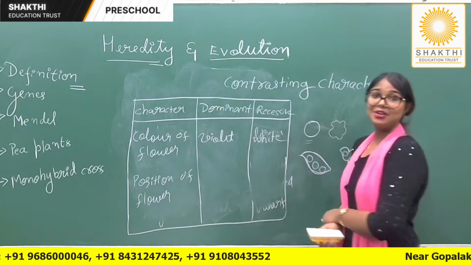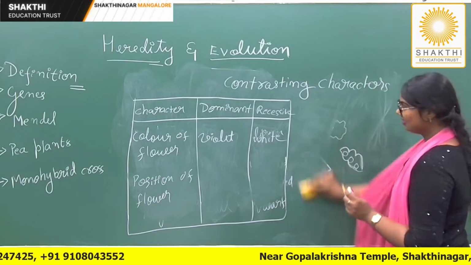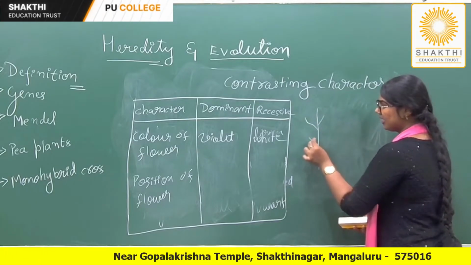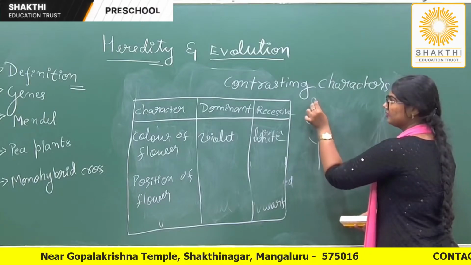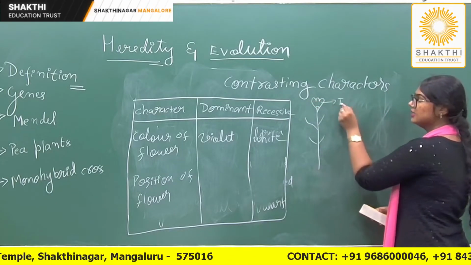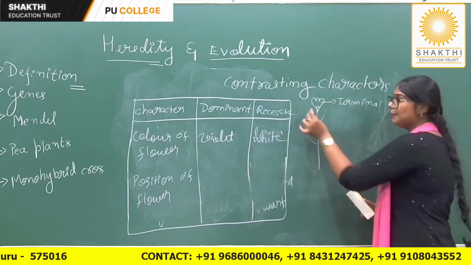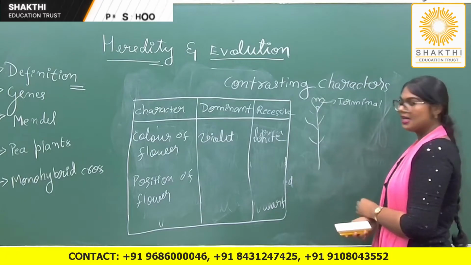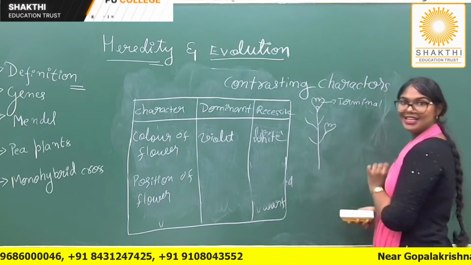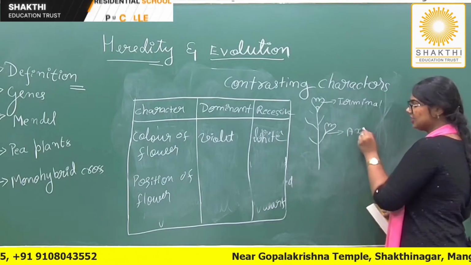So again we have two varieties in this. If I take a plant, the flower might be either present at the top of the plant like this. This is called the terminal flower. So terminal stands for the tip at the top of the plant. Otherwise the flower might be present at the sides of the plant. This we call the axial.